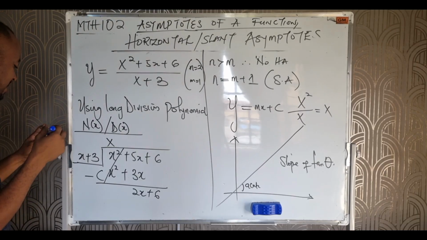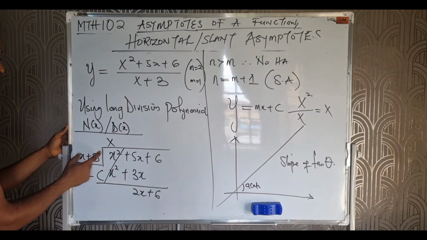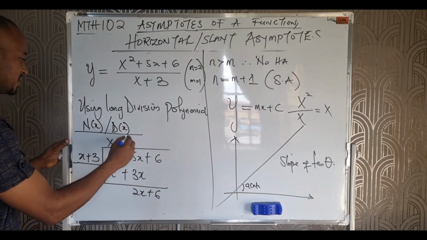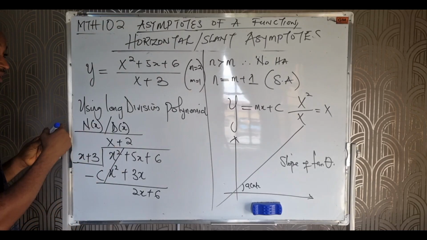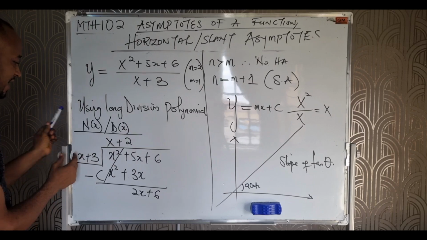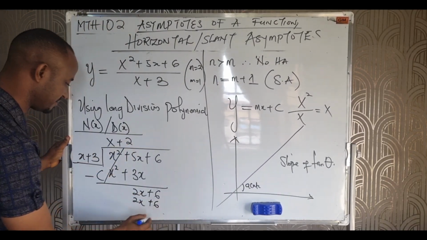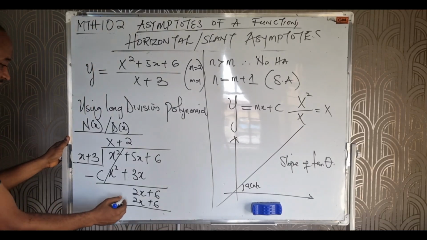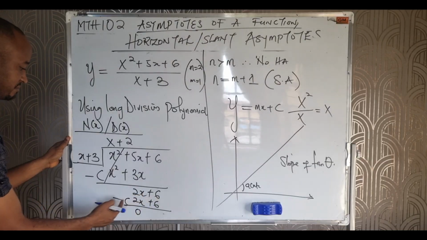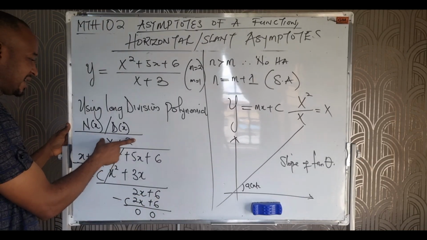Now, what you notice here is that the degree of this function is the same as the degree of this function. So I can further divide again, meaning I can divide 2x by x. That will give us 2. The same thing we did here, we repeat again. I'll multiply this 2 by x and this 2 by 3. So 2 times x will give us 2x. 2 times 3 will give us 6. After multiplying, I will subtract again. So 2x minus 2x is 0. 6 minus 6 is 0. So what is our quotient here? Our quotient is x plus 2.